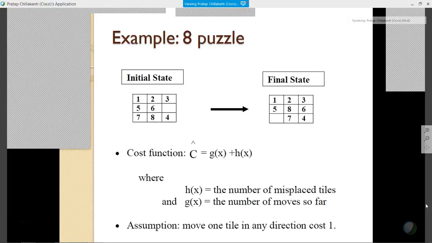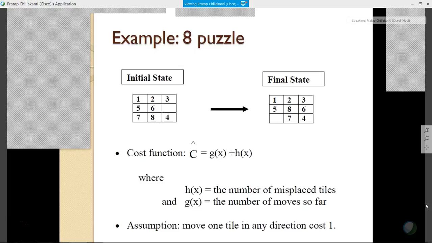Okay. Now, how many misplaced tiles are there visually looking at it? Can anyone tell me how many misplaced tiles are there? Misplaced means you compare the final state to the initial state, right? Are there any misplaced tiles? 1, 2, 3, 1, 2, 3, nothing. Okay, 3. How did you get them? What are the misplaced tiles? How did you get 3?